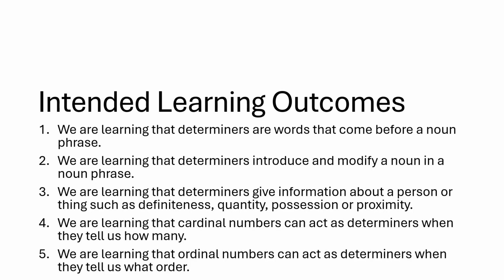4. We are learning that cardinal numbers can act as determiners when they tell us how many. 5. We are learning that ordinal numbers can act as determiners when they tell us what order.